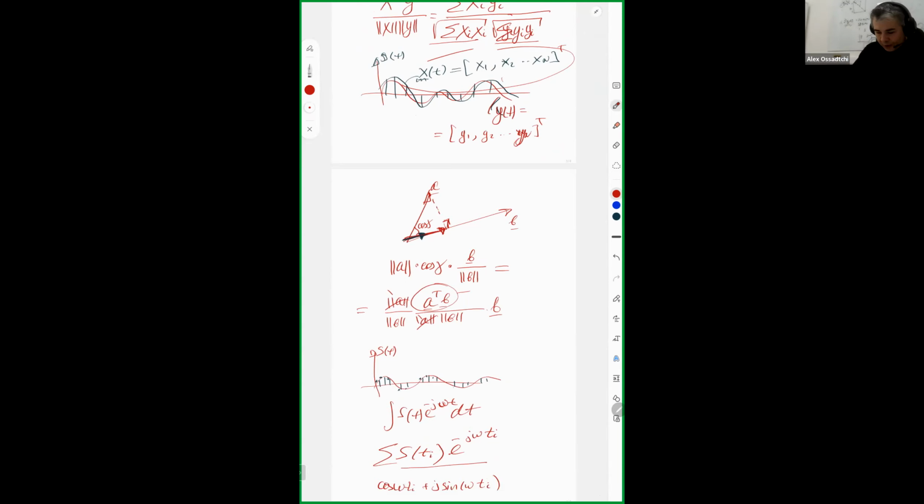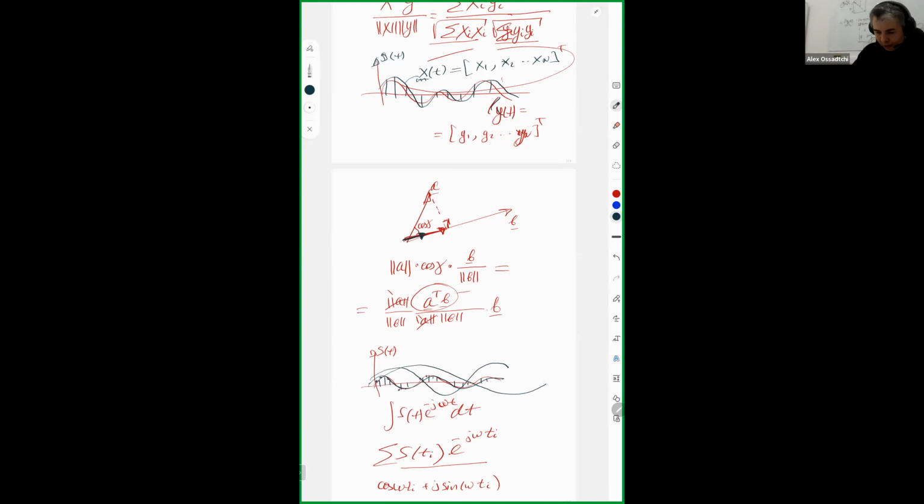Again, it's a measure of similarity of your s of t with different harmonics, which are indexed by this omega. For very low values of omega, you will have something like this. For faster omegas, you will have something like this, for higher frequency. And then for some frequency, you have something which will be exactly or very similar to the signal you are interested in.